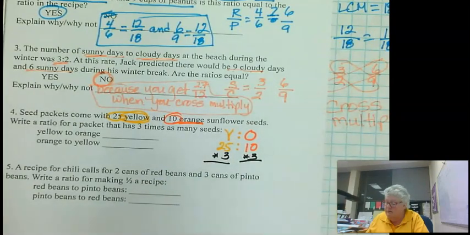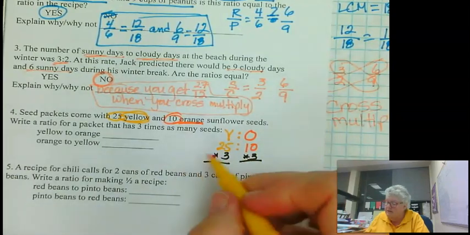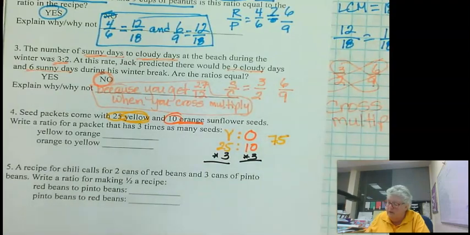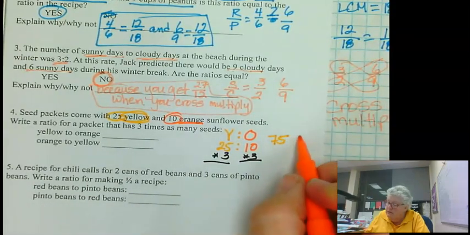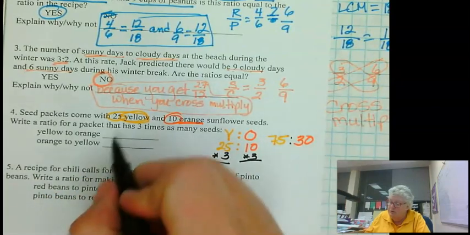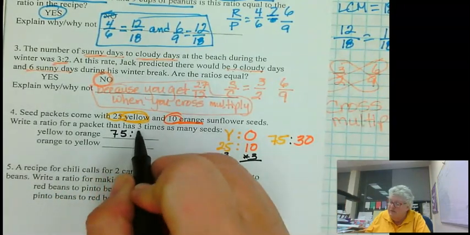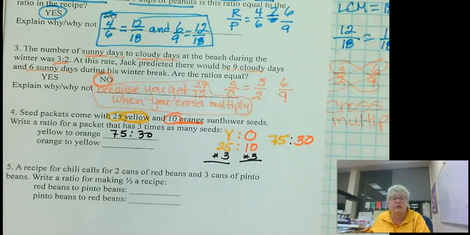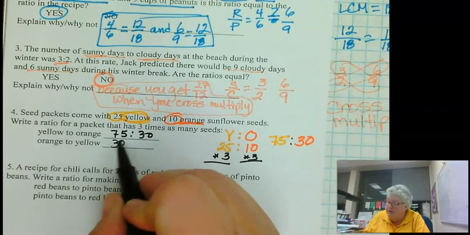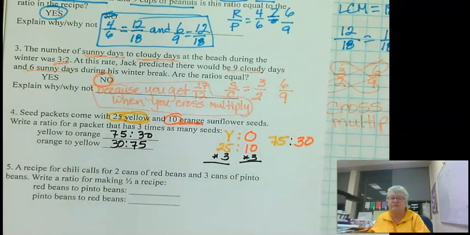25 times 3 is 75. And 10 times 3 is 30. So, yellow to orange, 75 to 30. What about orange to yellow? Because, yes, you're right, order matters. We have to switch them around, 30 to 75.